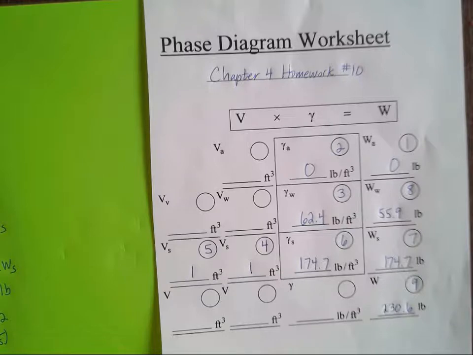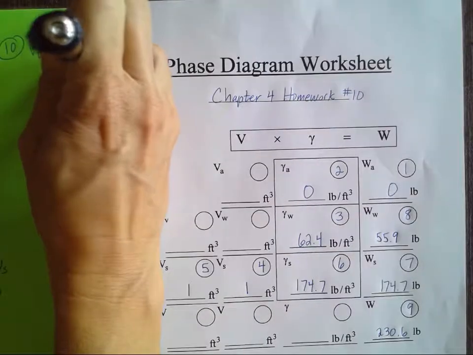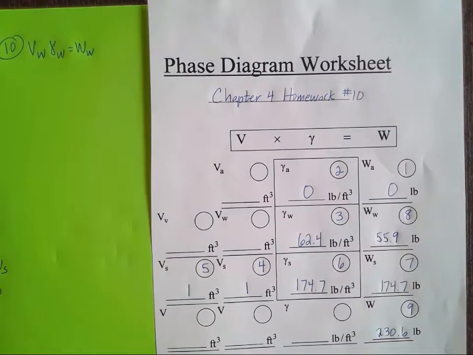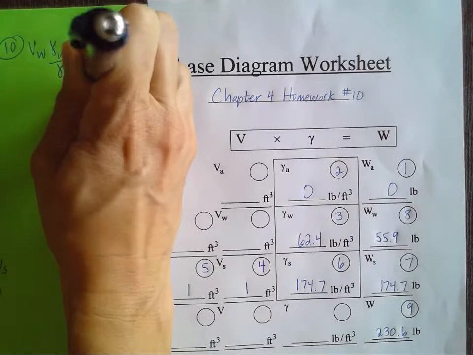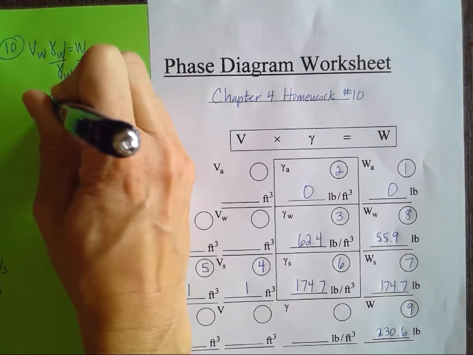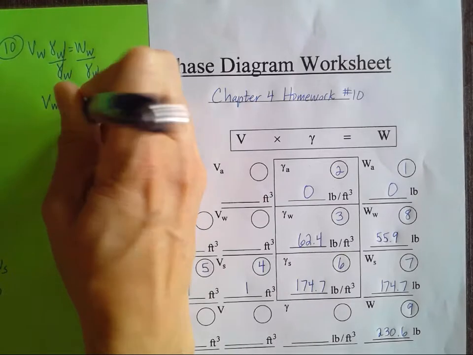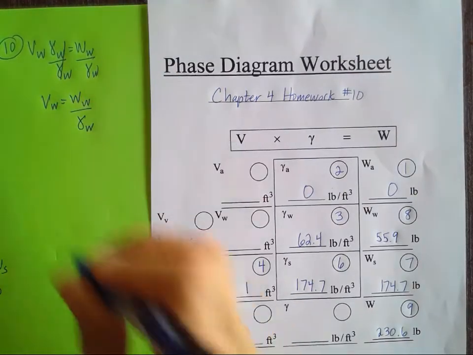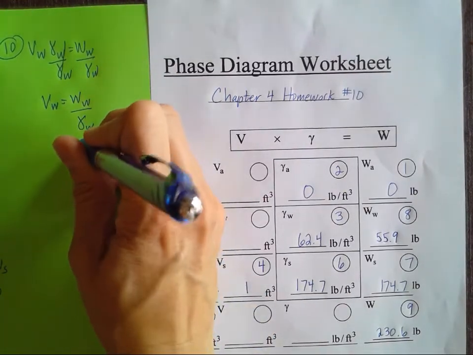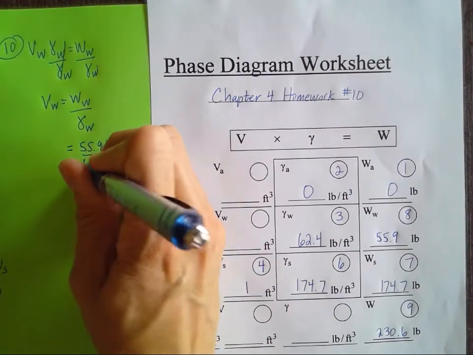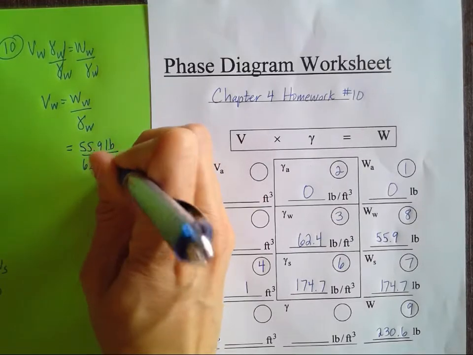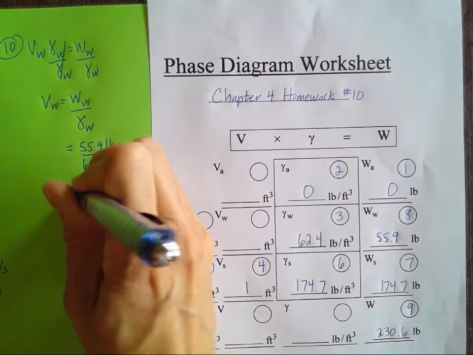So we've got the volume of water times gamma of water is going to equal weight of water. In this case, I'm looking for volume of water, so I need to divide both sides by gamma water. Those will go away, so my volume of water is going to be my weight of water divided by gamma water. And in this case, my values are 55.9 pounds divided by 62.4 pounds per cubic foot.